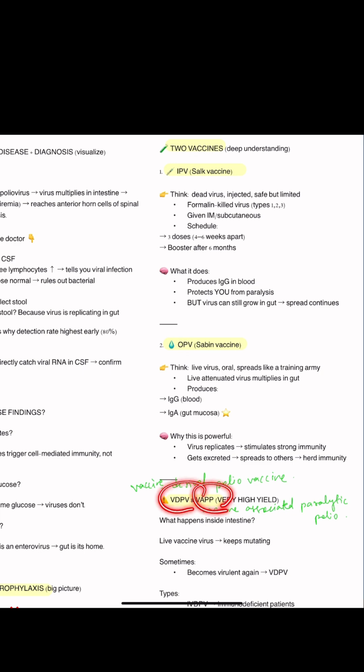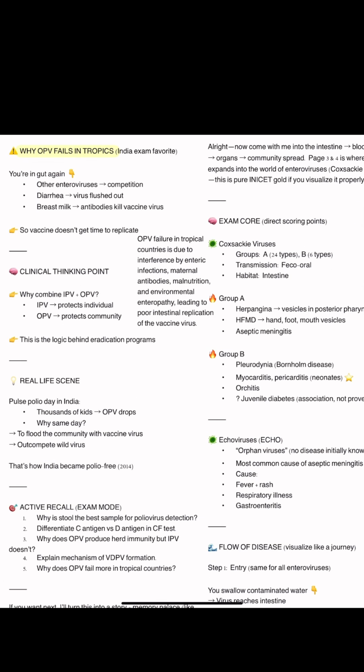Now VDPV and VAPP we have seen. Why does OPV fail in the tropics? Other enteroviruses provide competition, diarrhea, the virus is flushed out. Breast milk has antibodies that kill the vaccine virus. So the vaccine doesn't get time to replicate in the tropics, but the booster doses and the next doses can compensate for it.